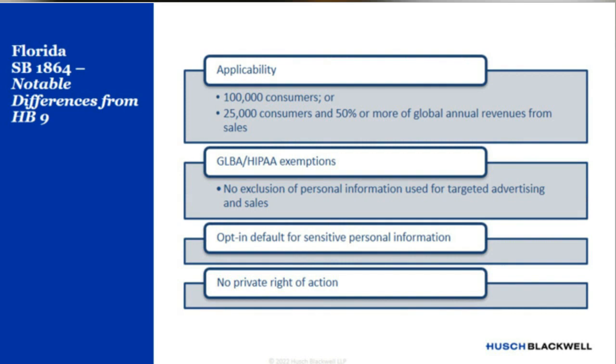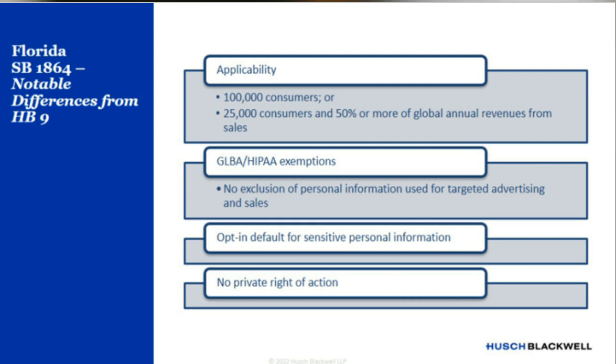Florida also has a Senate bill, SB 1864, but it's seen less movement compared to HB 9, so we're not going to spend too much time here, but there are some notable differences. The applicability of the Senate bill looks more like a hybrid of the CCPA and the Virginia and Colorado laws, with the law applying to businesses that control the processing of the information of 100,000 or more consumers, or those that control or process the information of 25,000 consumers and derive 50% of their global revenue.